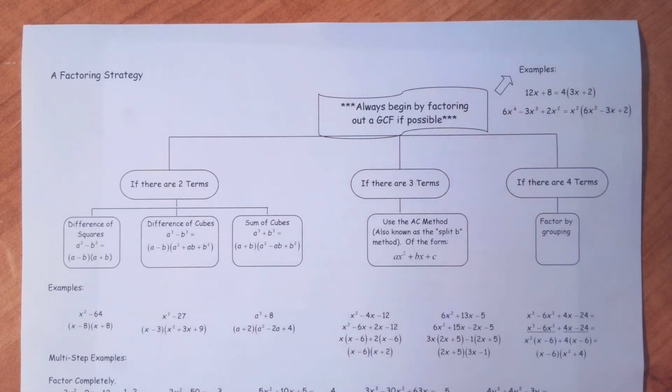If we have 3 terms, we use the AC method. Here's a couple of examples right here. And then finally, if you have 4 terms, we factor by grouping. All right, so you want to keep this chart in mind, keep this process in mind as you factor the problems we're about to look at.